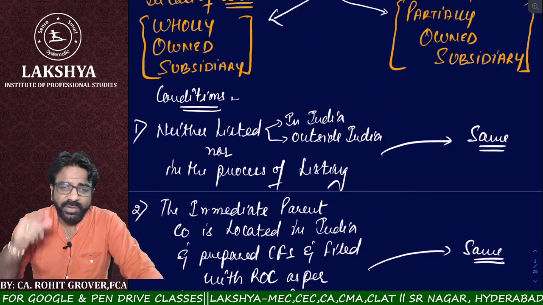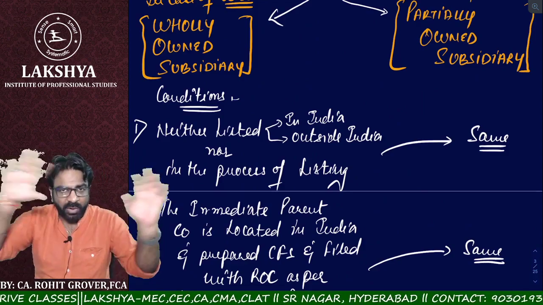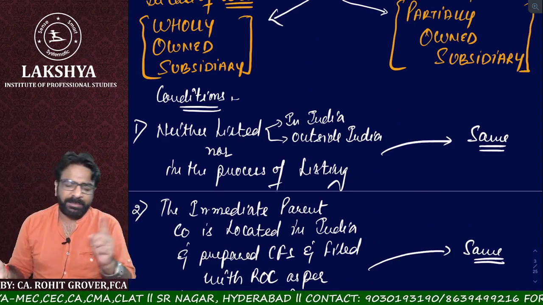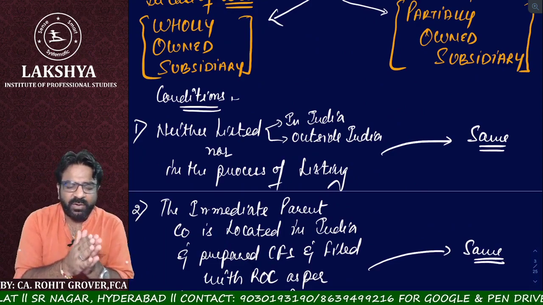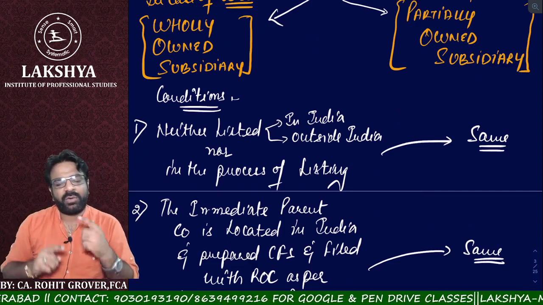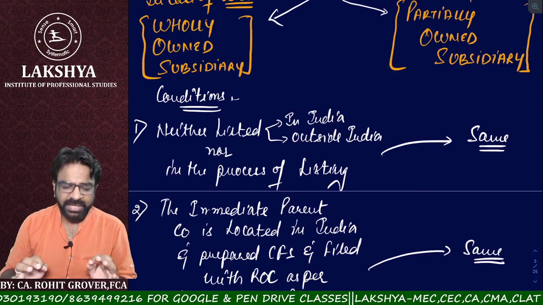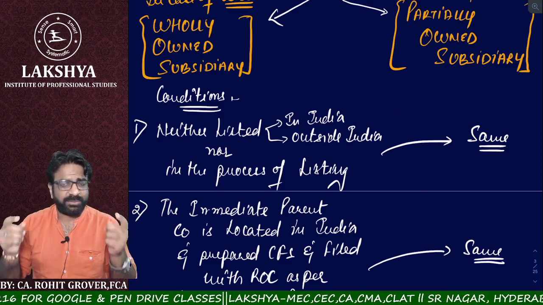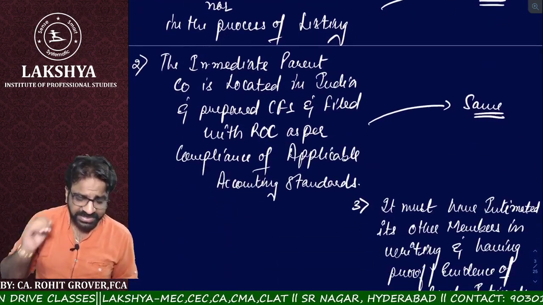But remember, we don't only have to satisfy one condition, we have to satisfy all the conditions. What is condition number one for both wholly owned subsidiary and partially owned subsidiary? If you are a wholly owned subsidiary or a partially owned subsidiary, you should neither be listed in India or outside India, nor be in the process of getting listed in India or outside India. Condition number one satisfied in both cases, you will get an exemption. But still, there are two more conditions which you have to satisfy. So what is the second condition?